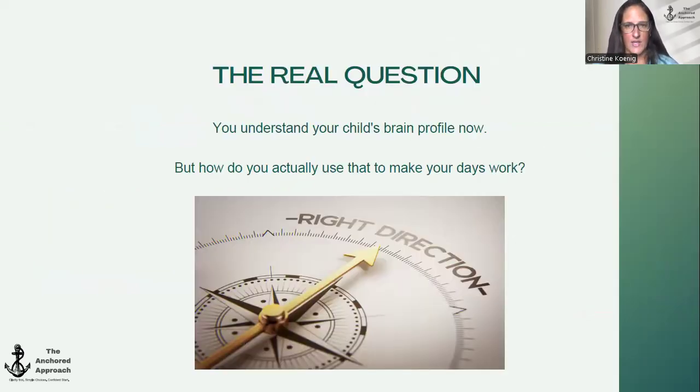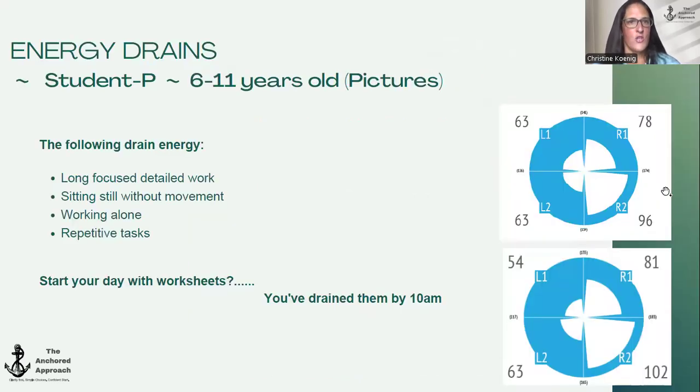So the real question I find is that you understand your child's brain profile. Now what? How do you actually use that to make your days work? Okay, so if we look at energy drains, we have student P, which we looked at in class 1. Student P is student pictures for the children who are 6 to 11 years of age, where they can't read confidently or read to comprehend on their own. So the following will drain these energy levels in these brain profiles.